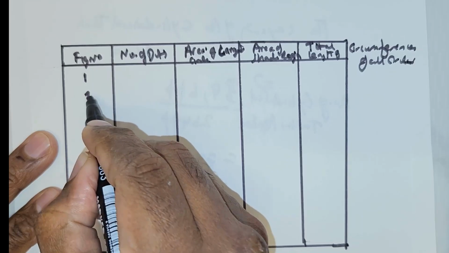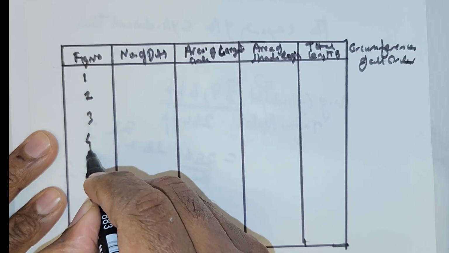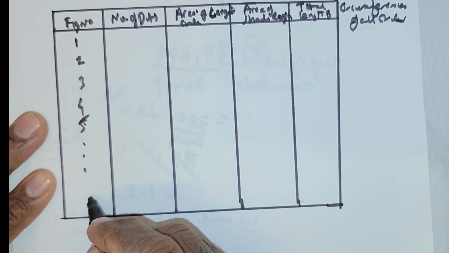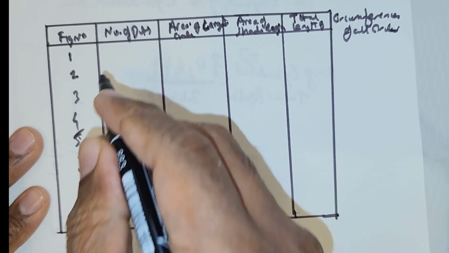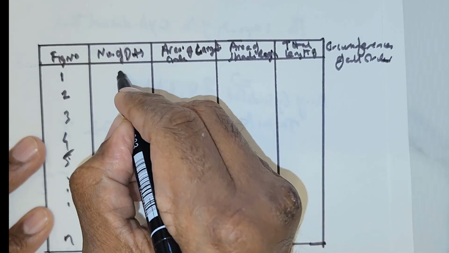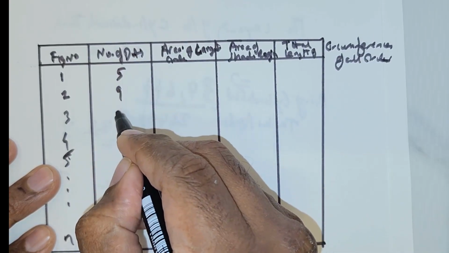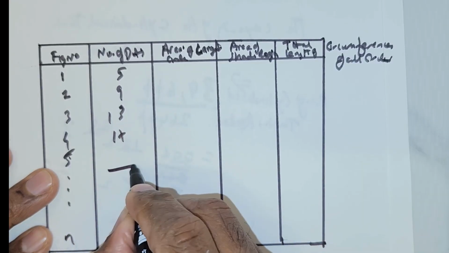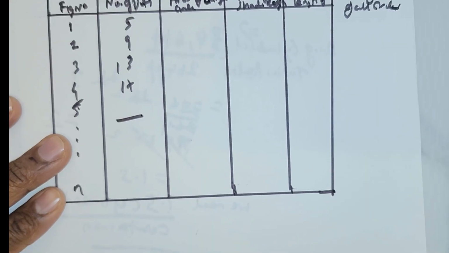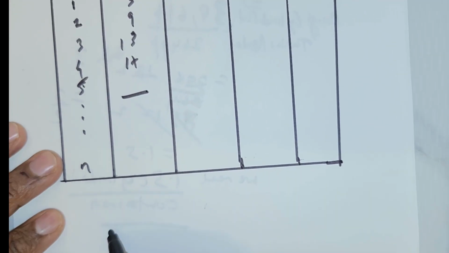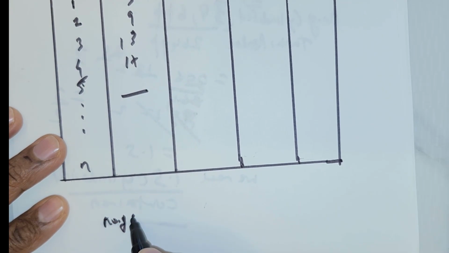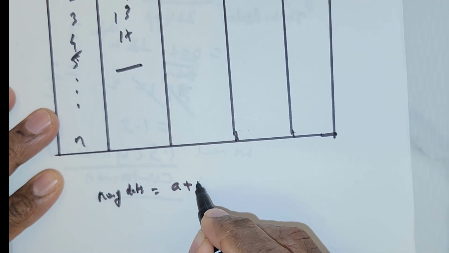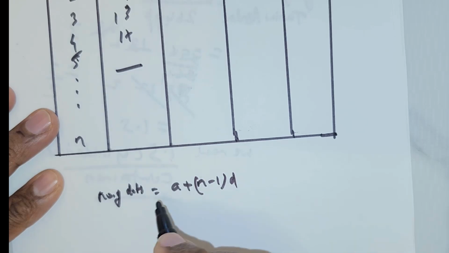So figure 1, 2, 3, 4, 5, and then there are a list of figures which are not given. Then we have to give the nth value. So number of dots is given as 5, 9, 13, 17. We need to get the number of dots for figure 5. So let me show you that. This number of dots is given by a plus n minus 1 into d. We can use this formula.